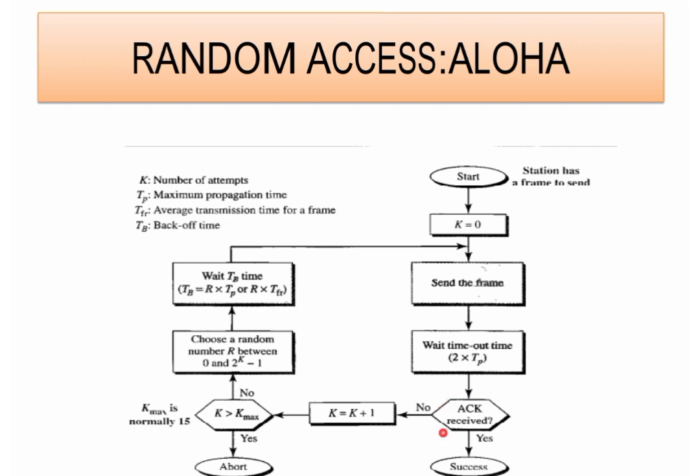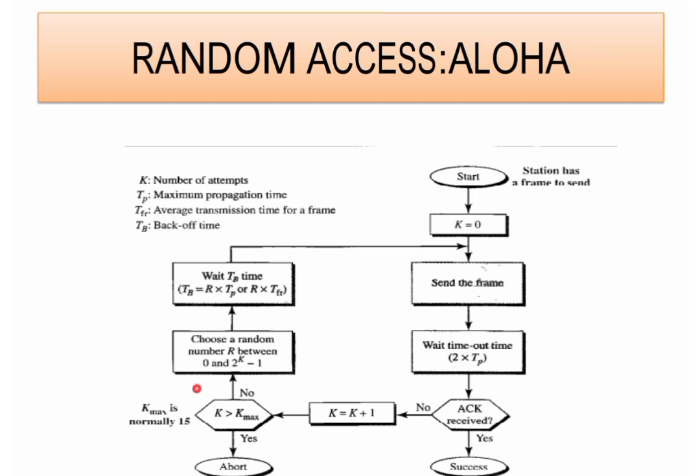So if the acknowledgement is received from the receiver, then the transmission is successful. If the acknowledgement is not received from the receiver, then the transmission is considered to have failed, right? So it will increment the k value by 1 and choose a random number between 0 and 2 power k minus 1. So it will wait for a particular time. After a maximum number of retransmission attempts, k max, a station must give up and try later. Here k max is normally 15.